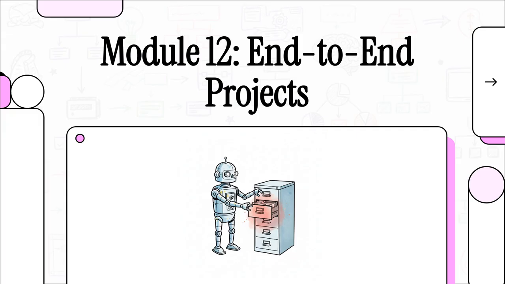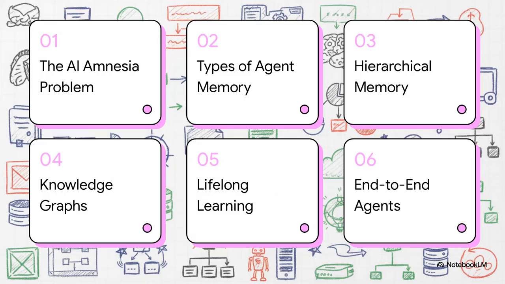We're going to break down the exact memory architecture you need to make these agents function seamlessly out in the wild. Okay, here's our roadmap for today. We'll start with the AI amnesia problem, then look at the 4 types of agent memory, architecting hierarchical memory, knowledge graphs and factuality, consolidating lifelong learning, and finally, building end-to-end agents. Let's get right into it.